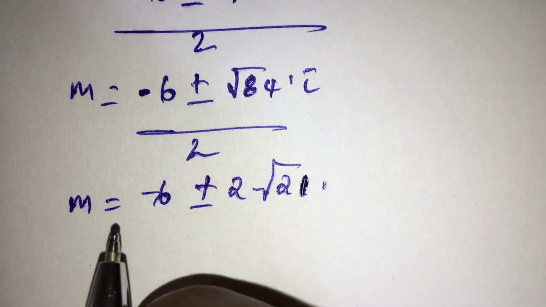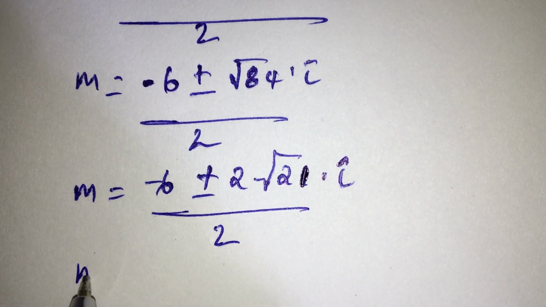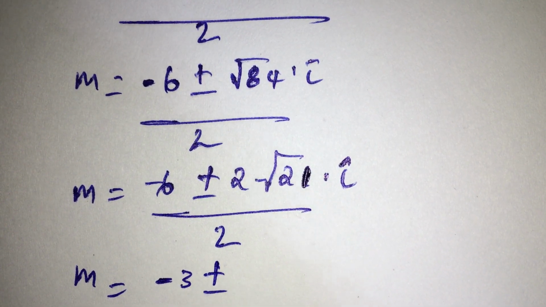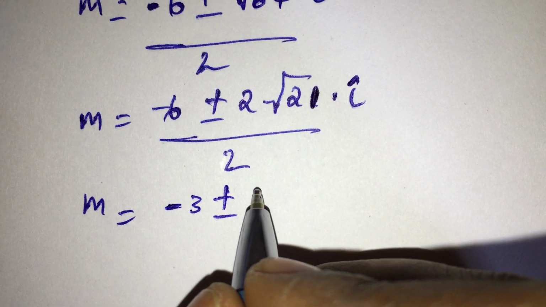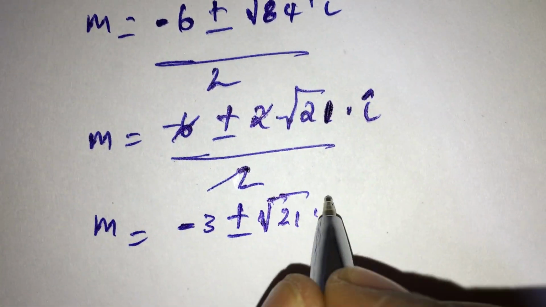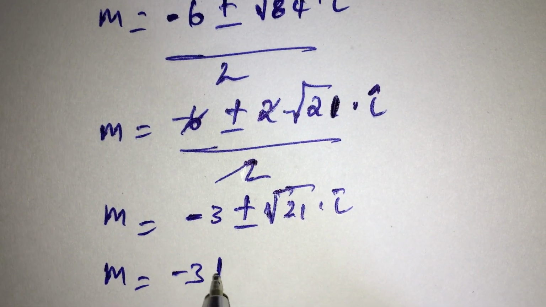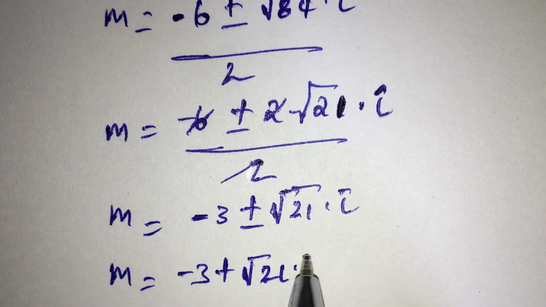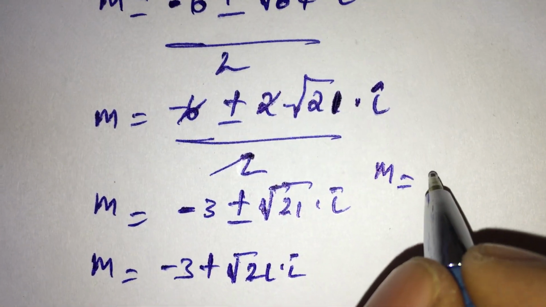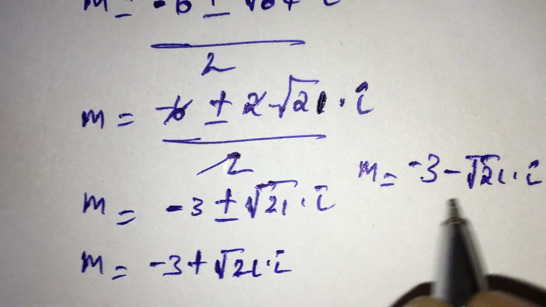Times i over 2. m equal to minus 3 plus or minus, we cancel by 2, root 21 times i. So m equal to minus 3 plus root 21 i, and m equal to minus 3 minus root 21 times i.